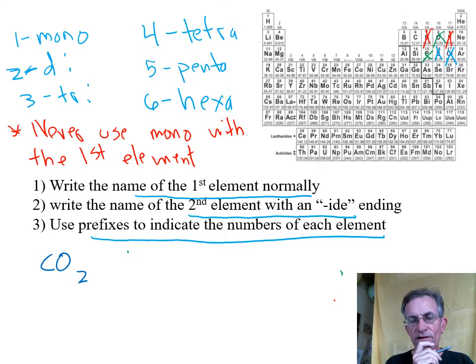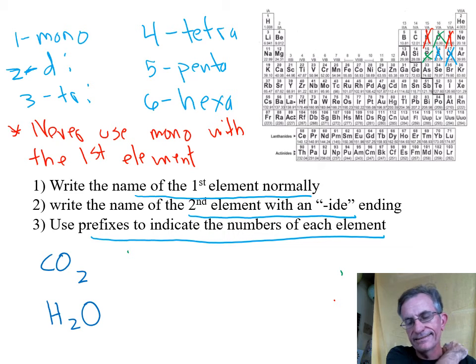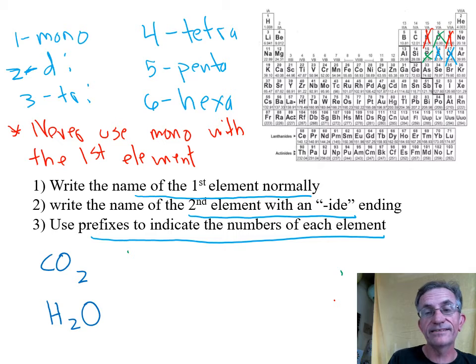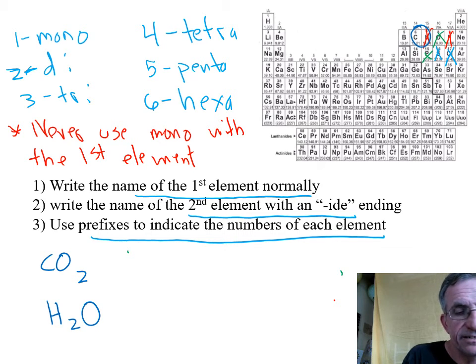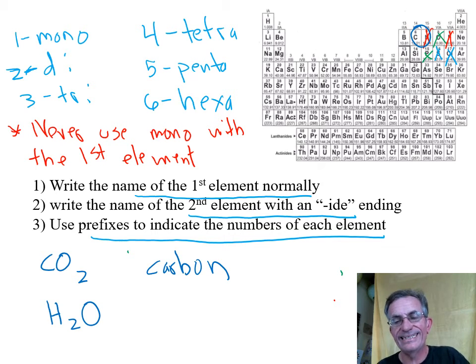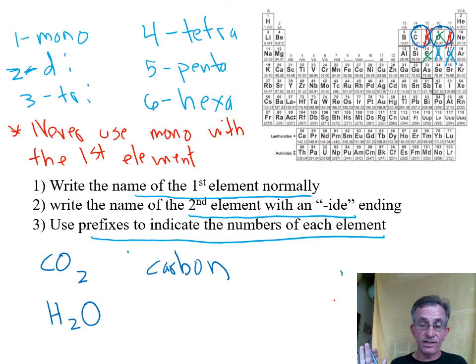All right, and while we're at it, let's just do a little extra one. What do you call H2O? What's the official chemistry name? For both of these, you write the name of the first element as normal. C, oh yeah, by the way, it's a nonmetal, right? So you write the name of the first element as normal. C is carbon. You write the name of the second element with an -ide ending. O, that's also a nonmetal, right? So two nonmetals, yeah, it's molecular.